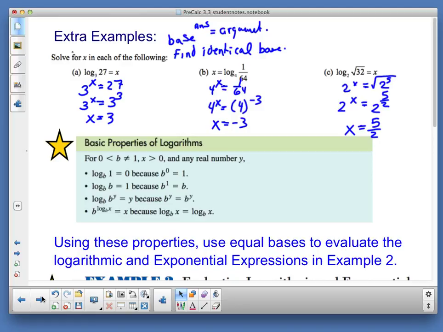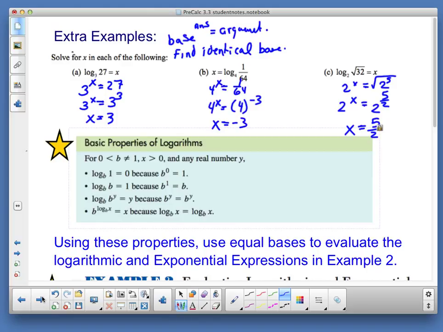And that's how I can solve for a variable when it's in the exponent. Okay, it's one method I can use. But let's go over some basic properties of logarithms. So long as b is positive, bigger than 0 but not equal to 1, and x is greater than 0, and any real number y, the log base b of 1 is 0. Here 1 is my answer, 0 is my exponent, and b is my base. So really we're saying b to the 0 power is equal to 1. That's what that means as we look at that relationship.